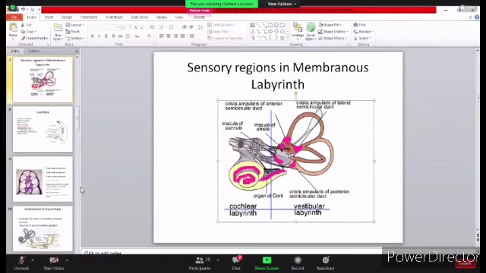What type of equilibrium? Dynamic. So we're talking about linear acceleration, deceleration. We're talking about rotation or angular rotation, okay? Which part is responsible? These two, saccule and utricle. But specifically, where do you find the hair cells in here? We find the hair cells in the macula, okay?